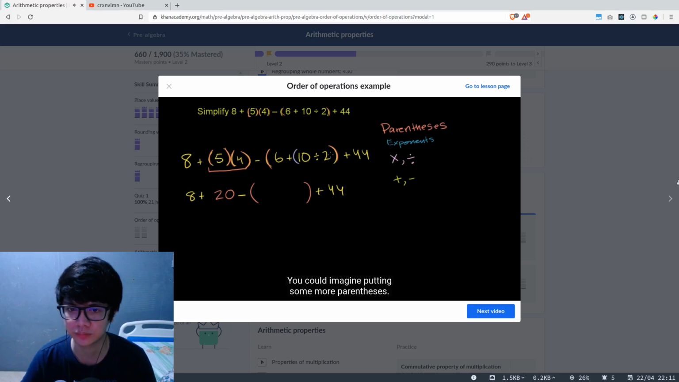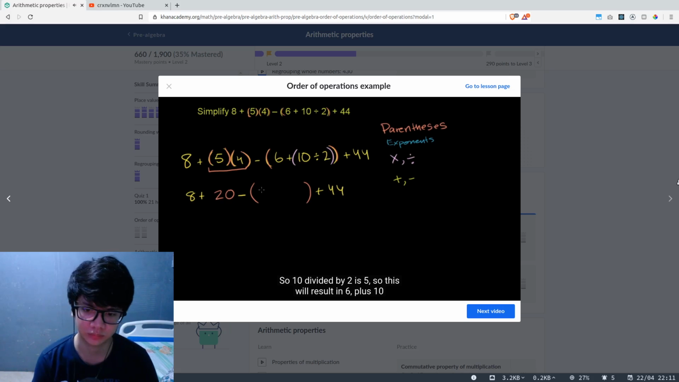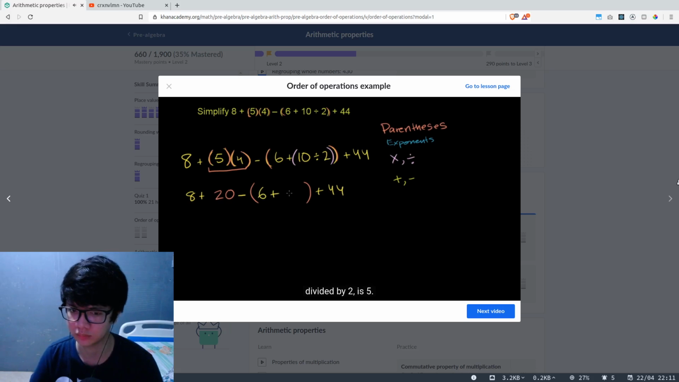You could imagine putting some more parentheses, let me do it in that same purple, right here to really emphasize the fact that you're going to do the division first. So 10 divided by 2 is 5. So this will result in 6 plus 10 divided by 2, which is 5.